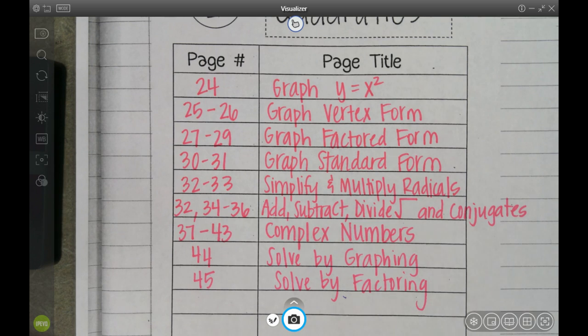Just Screencastify. All right, while we're waiting on Jonathan.